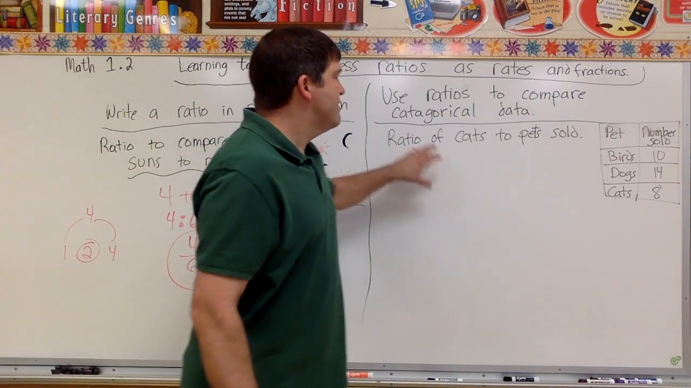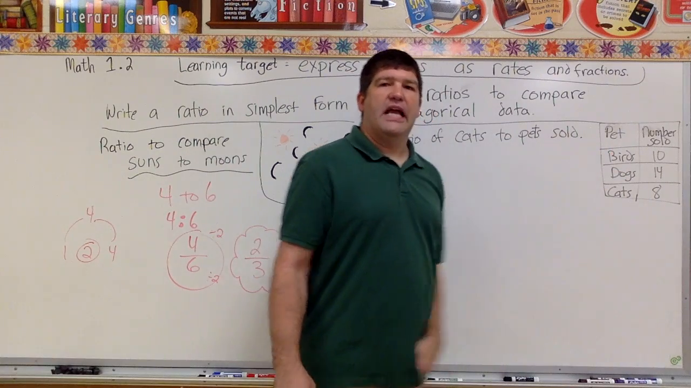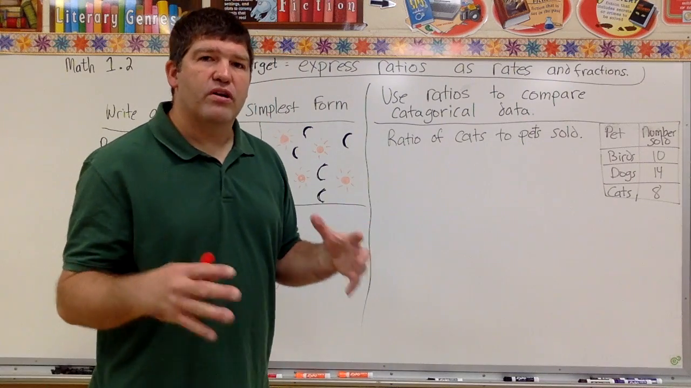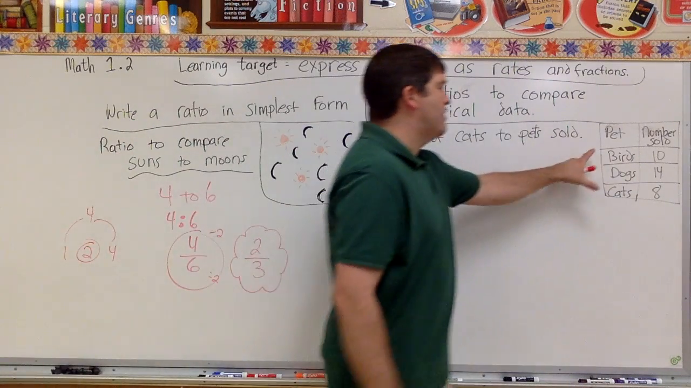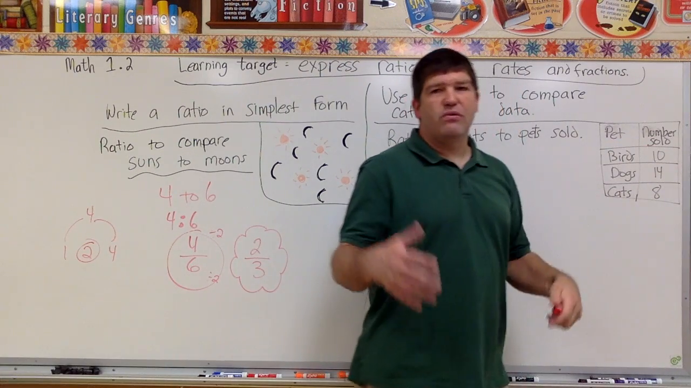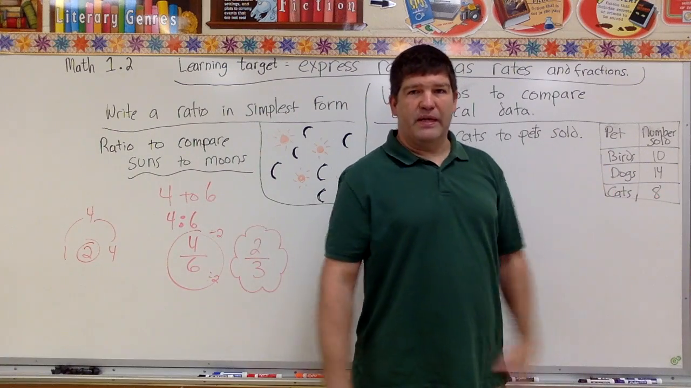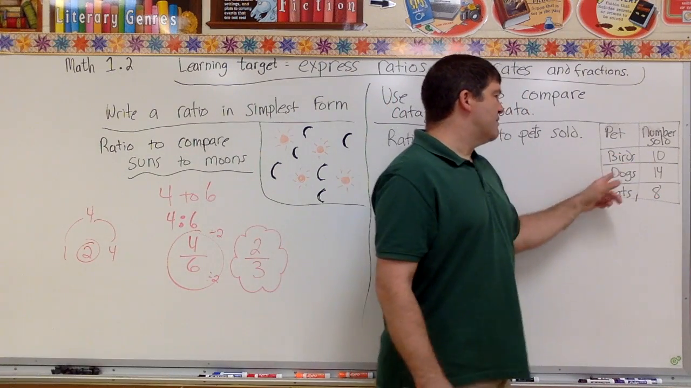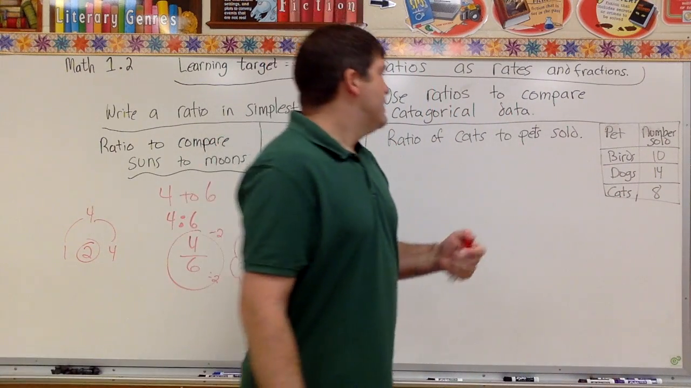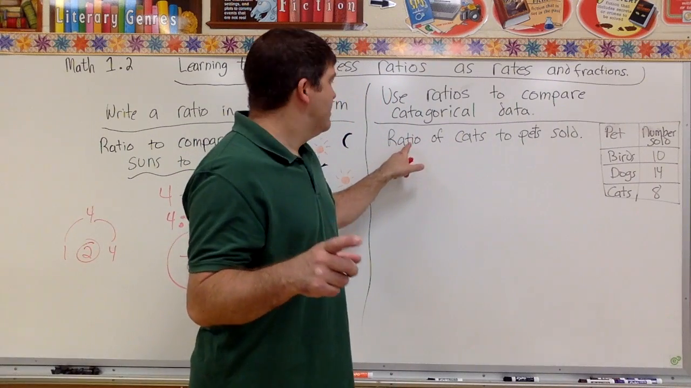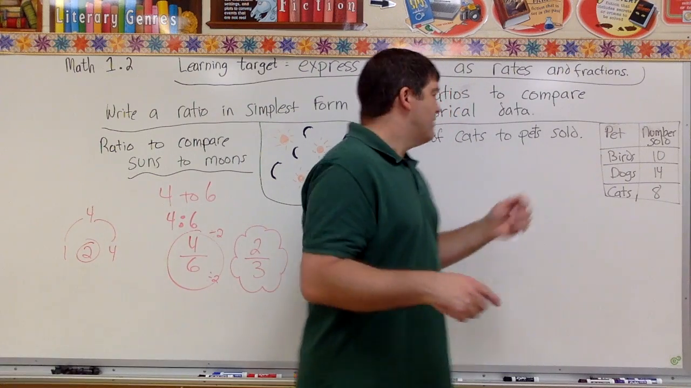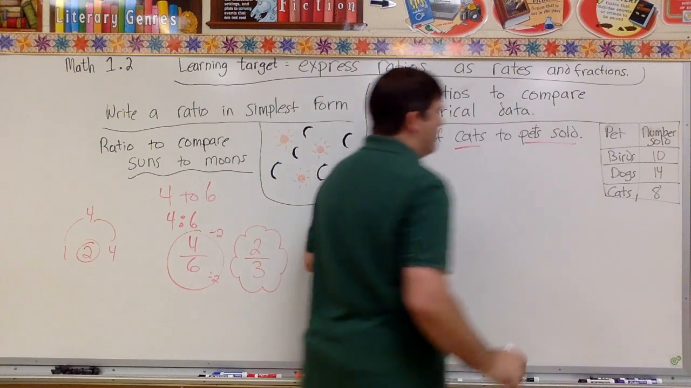Now, sometimes you might have data in categories, and you need to be able to use ratios to compare categorical data. So let's look at this chart right here. This chart tells me that I'm a pet store, that I have some pets, and that I sold some of them, let's say in this last week. In this last week, I sold 10 birds, 14 dogs, and 8 cats. Now it's asking me to set up a ratio of cats to pets sold.